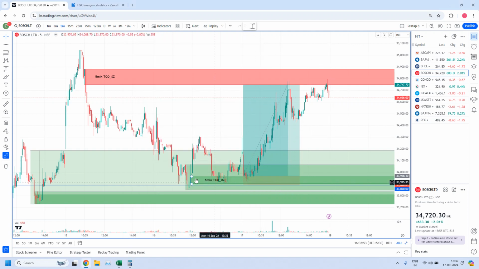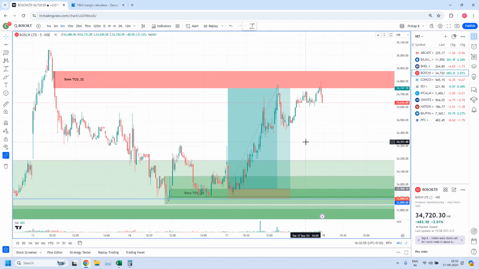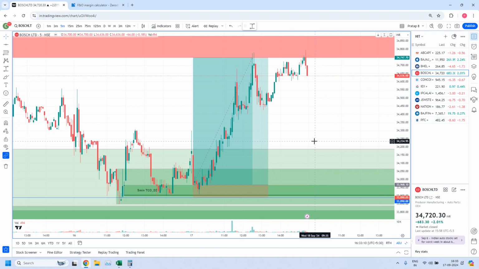Still, even if you take a trade at the 5-minute zone. But the only question is, are you holding the position till it reaches the 5 minutes TCO supply zone, or did you exit before? Because sometimes it will happen. After getting 10,000 rupees profit or 12,000 profit, we will have a fear that prices will go down and we want to book the profit and we exit.